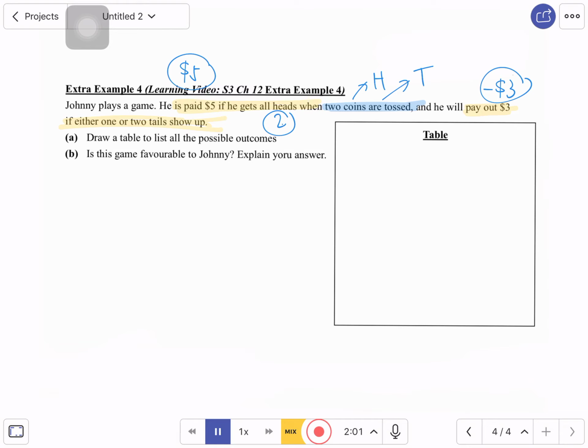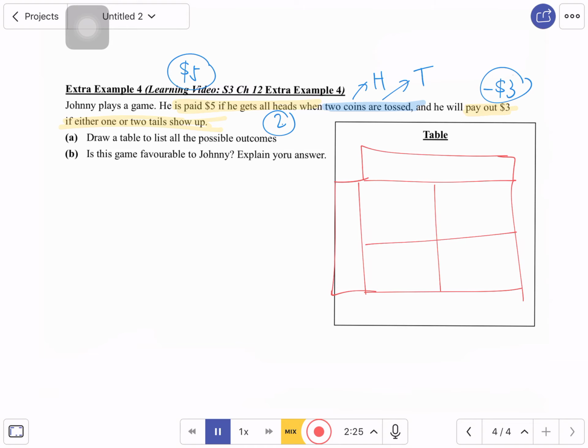Now in part A, we try to draw a table to list all the possible outcomes. Because this time part A needs us to draw a table, you cannot use a tree diagram. In a table, say on the left, we are going to describe the results of the first coin. So the first coin, there are 2 possible scenarios. One is head and one is tail.